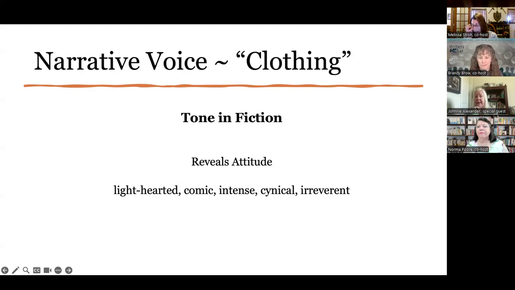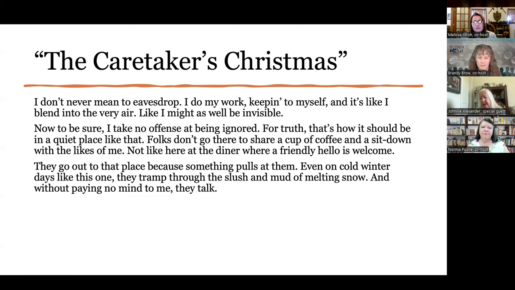So the narrative voice, like I said before, is the clothing. And in fiction, that narrative tone is going to reveal an attitude. And that attitude could be, these are just some examples, lighthearted, comic, intense, cynical, irreverent, whatever. But that's what it's going to do. It's going to do that with the characters, with the setting, with the word choices, all of that. So this is me changing clothes, okay? The Caretaker's Christmas. This is the opening scene.